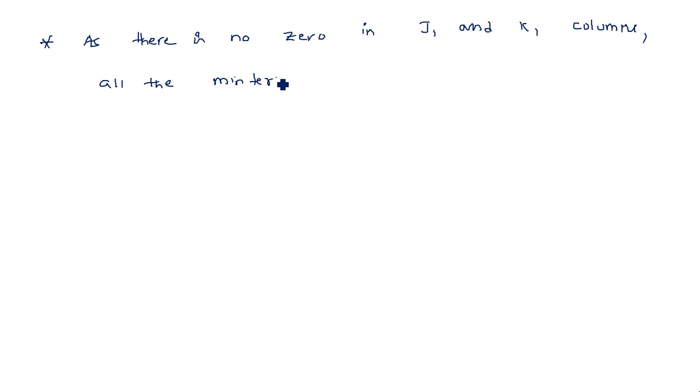Yes, there is no 0 in the J1 and K1 columns. All the product terms, all the min terms are mapped in the K map. So J1 is equal to 1 and K1 is equal to 1. So that's why they can be shorted and given logic 1.